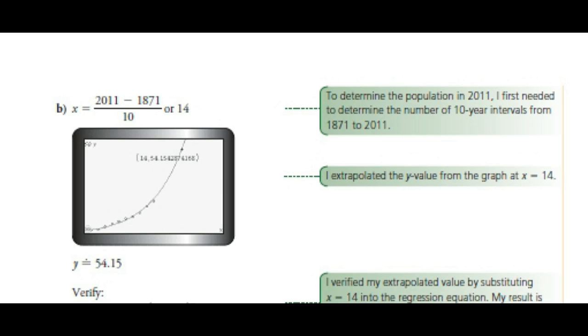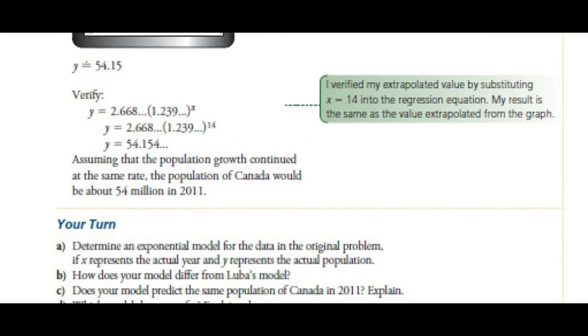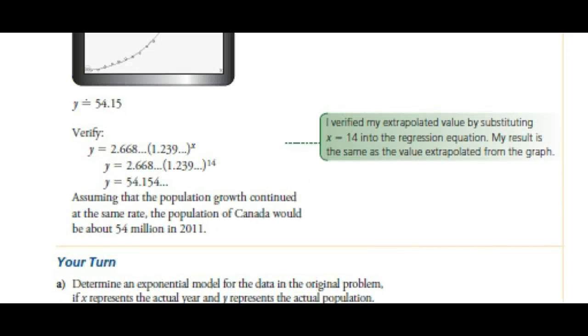So determine, blah blah blah. Use it to extrapolate, so on a graph. Here they're saying, assuming the population growth continues at the same rate, the population in Canada would be about 54 million in 2011. Okay, well, we know that didn't happen, right? Because we've got the data sitting right here.